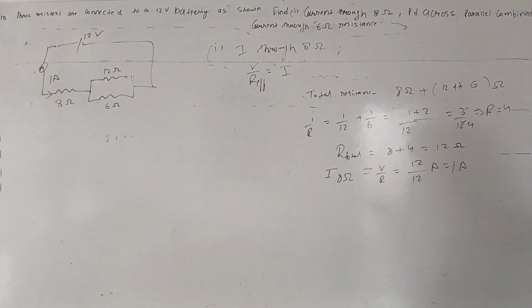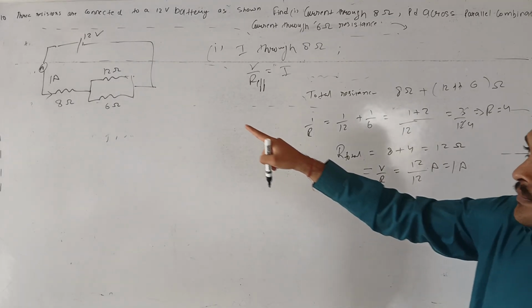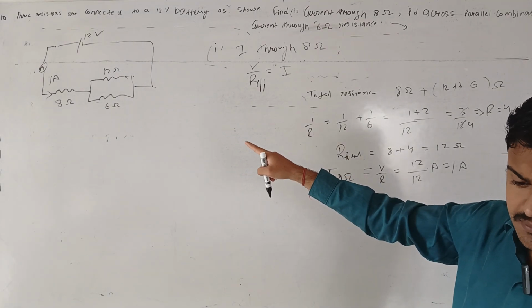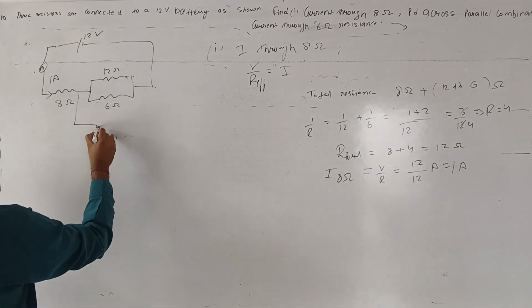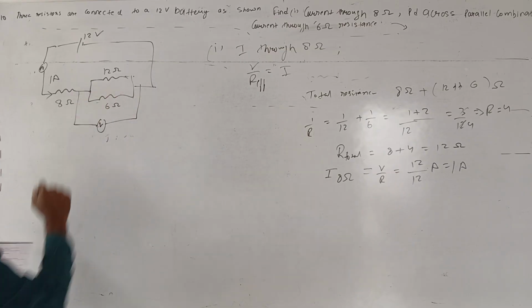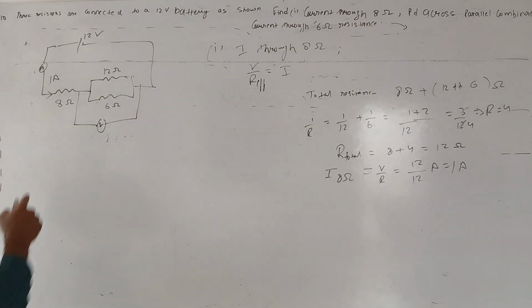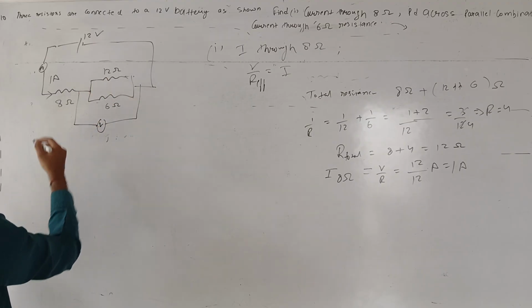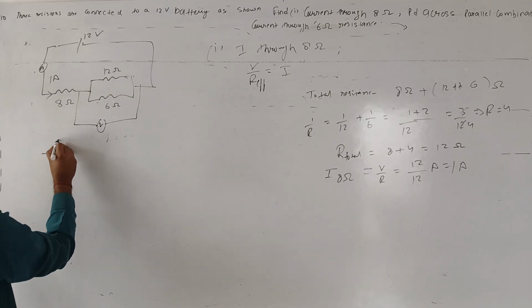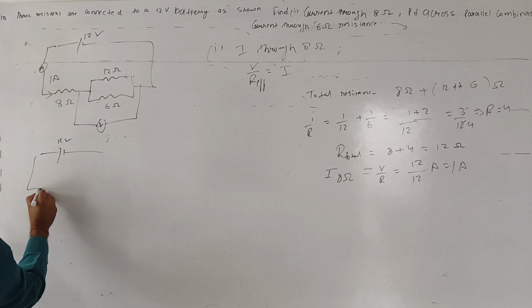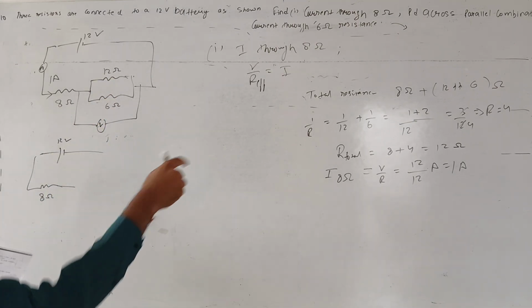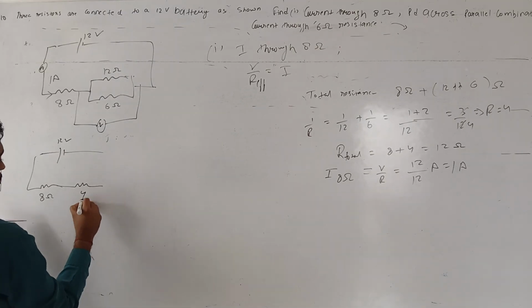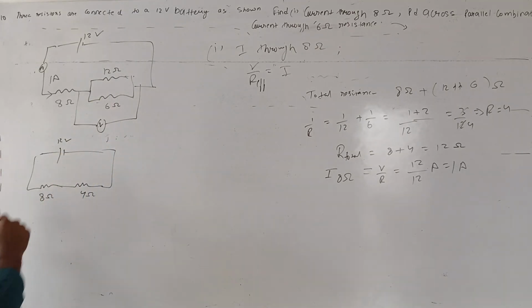Second is, what is the potential difference across the parallel combination of 6 ohm and 12 ohm? So we have to find the potential drop here, the potential difference V across the parallel circuit. The circuit can also be drawn as 8 ohm and the equivalent of 12 and 6, which comes out to be 4 ohm. So this combination is equal to 4 ohm resistance.